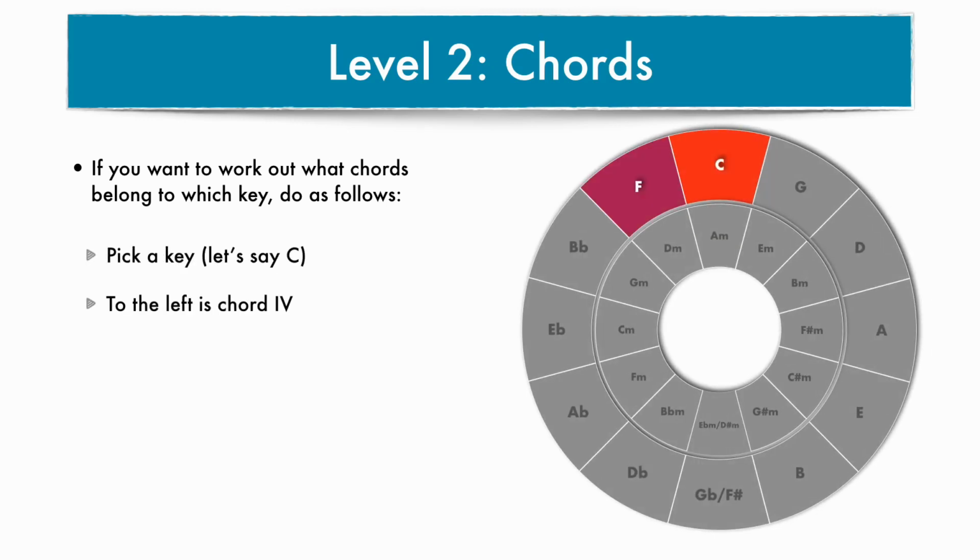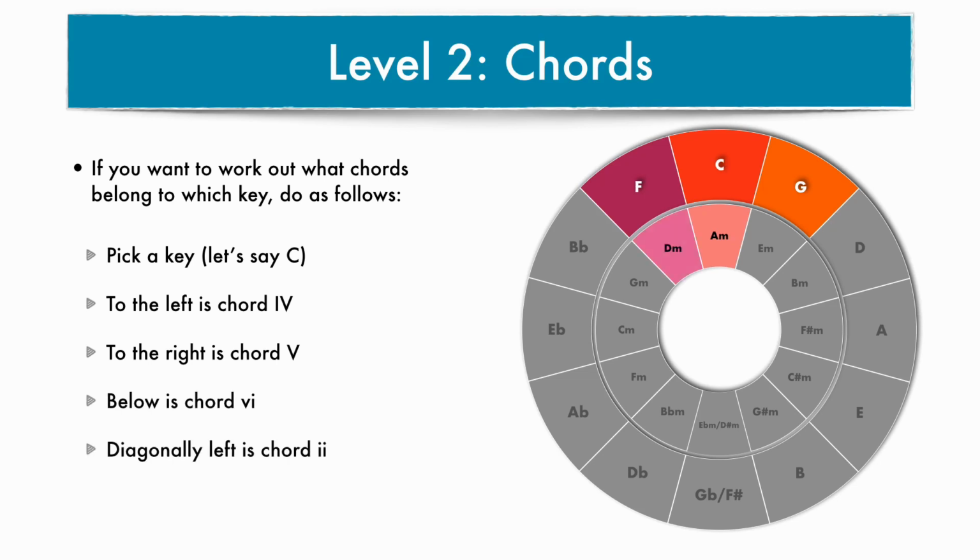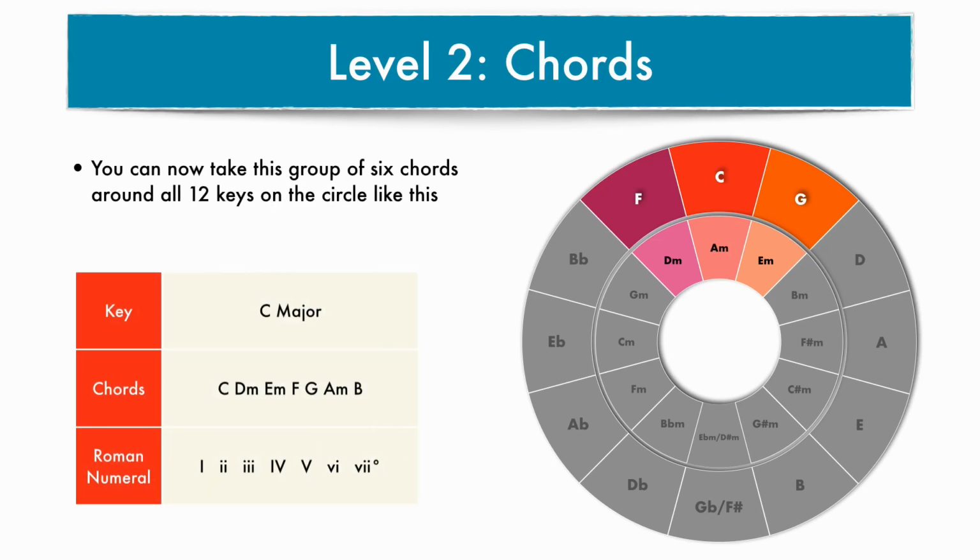To the left is chord 4. To the right is chord 5. Below the root of our key is chord 6. Diagonally left is chord 2. Diagonally right is chord 3. This gives us 6 of the 7 diatonic chords in C major. The 7th chord is always built on the 7th degree of the scale and is always diminished in a major key. You can now take this group of 6 chords around all 12 keys on the circle like this.